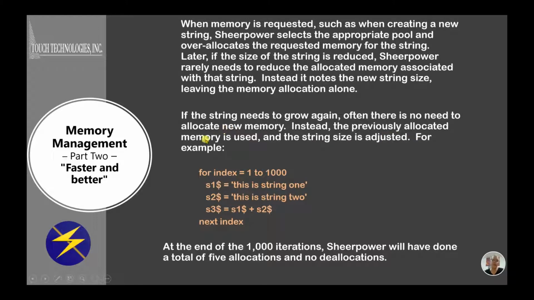So here's an example of the efficiency. I've got a counter here from 1 to 1,000. S1 is string 1, S2 is string 2, S3 is the concatenation of string 1 and string 2, and I do this 1,000 times. At the end of the 1,000 iterations, Sheerpower will have done a total of 5, not 5,000, a total of 5 allocations and no deallocations.